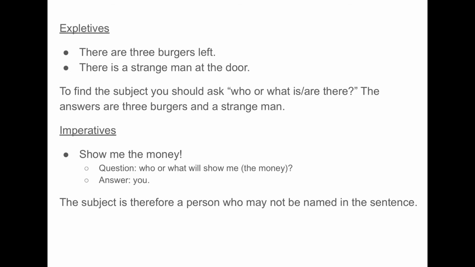There's also expletives like, there are 3 burgers left, or there is a strange man at the door. To find the subject, you should ask who or what is or are there. The answers are 3 burgers and a strange man. And in imperatives like, show me the money, who or what will show me the money? The answer is you. The subject is therefore a person who may not be named in the sentence.